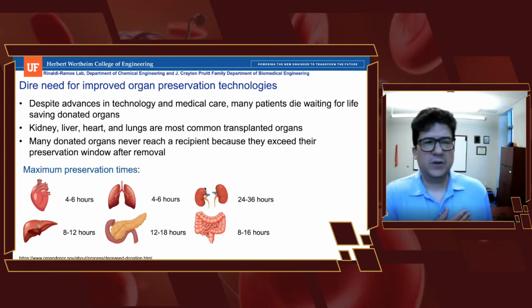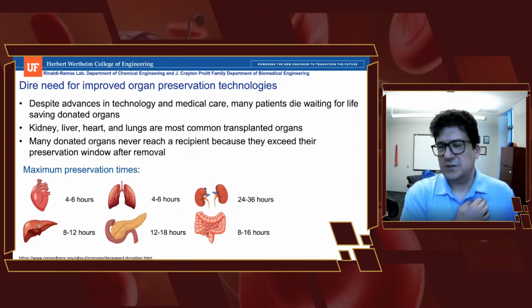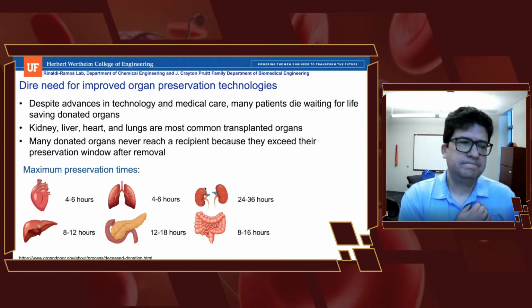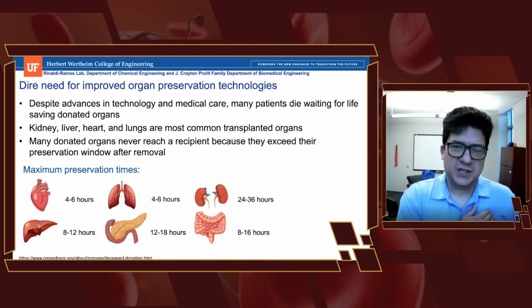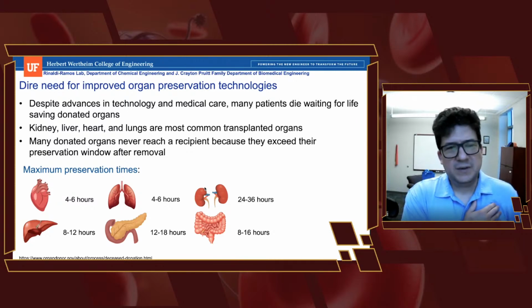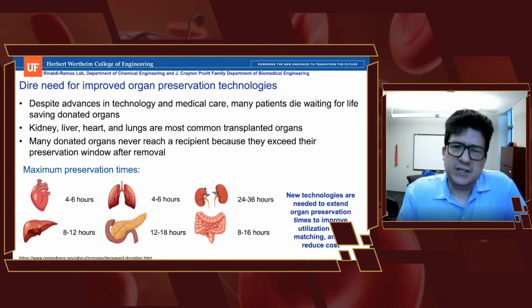And so, for example, if you remove the heart from a patient, you have about 4 to 6 hours from removal or from death of the patient in order to be able to transplant it successfully to another recipient. And so that is a very limited time window. It makes it difficult to do effective matching between donor and recipient. It also limits the real geographical range over which you can deliver an organ. And so new technologies are needed to extend organ preservation times in order to improve utilization and matching and to reduce the costs associated with organ transplantation.